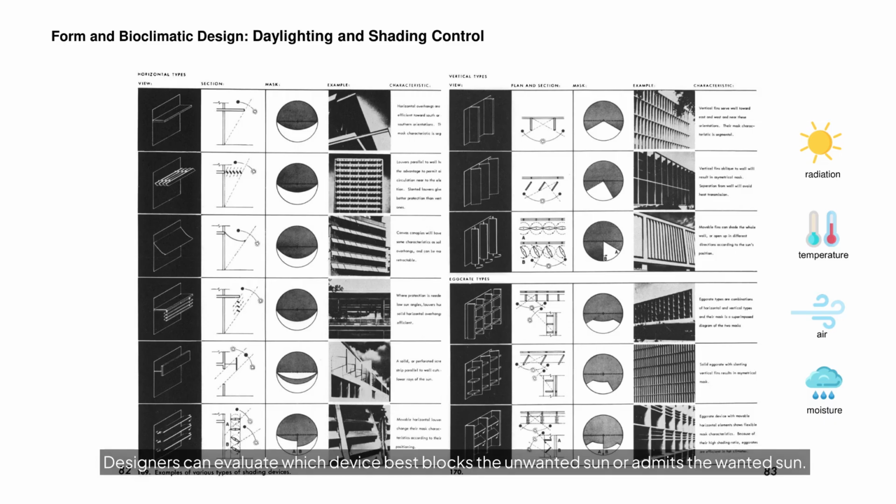Designers can evaluate which device best blocks the unwanted sun or admits the wanted sun. By selecting a device with the right shading mask for the climate, we can control heat and glare while still welcoming in natural daylight.